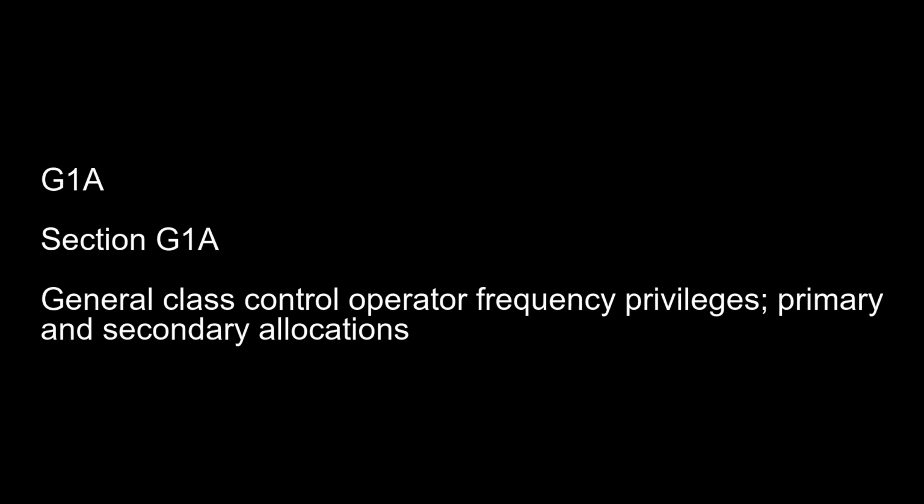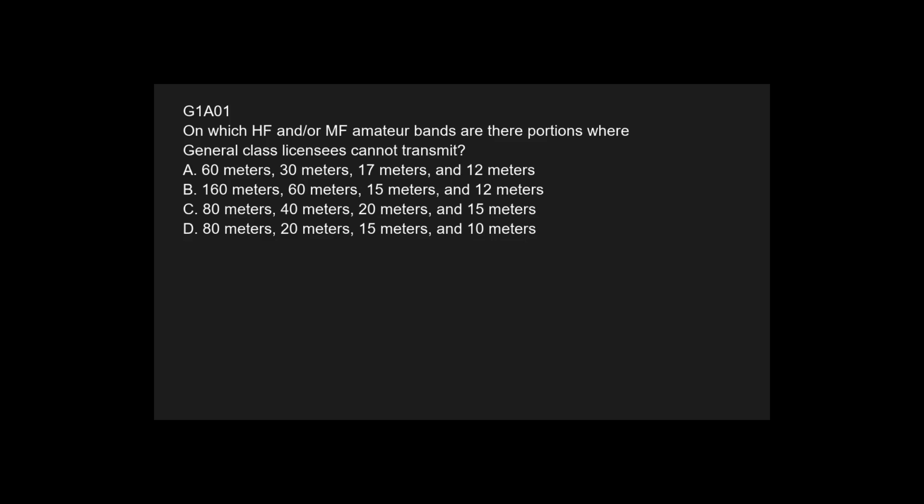Section G1A. Commission's Rules. General Class Control Operator Frequency Privileges, Primary and Secondary Allocations. Question: on which HF and/or MF amateur bands are there portions where general class licensees cannot transmit? The correct answer is C. 80 meters, 40 meters, 20 meters, and 15 meters.